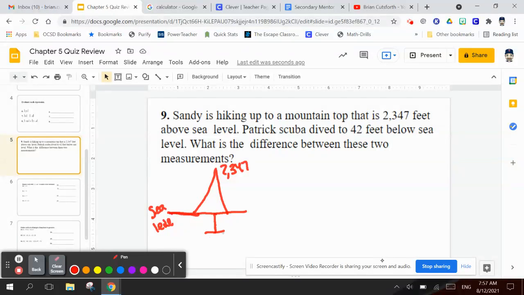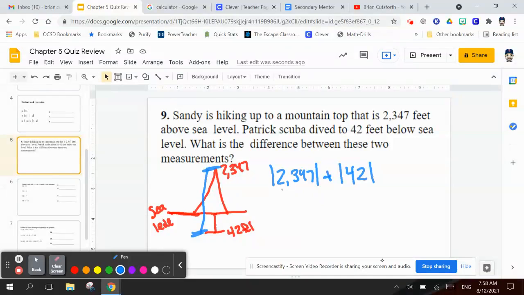We have 42 feet below sea level because that's what we're looking at. So we want to know what is the difference between the two. How far is it from the very top of that peak that he's climbed to the very bottom down here? So we have to find the absolute value of 2,347 plus we have to add 42 feet, right? So absolute value of 42.